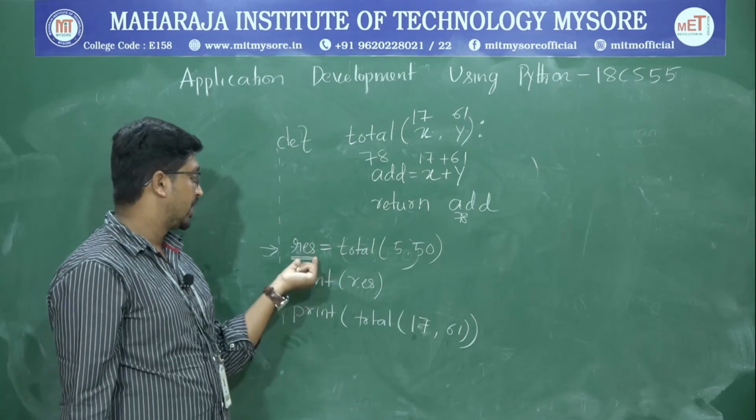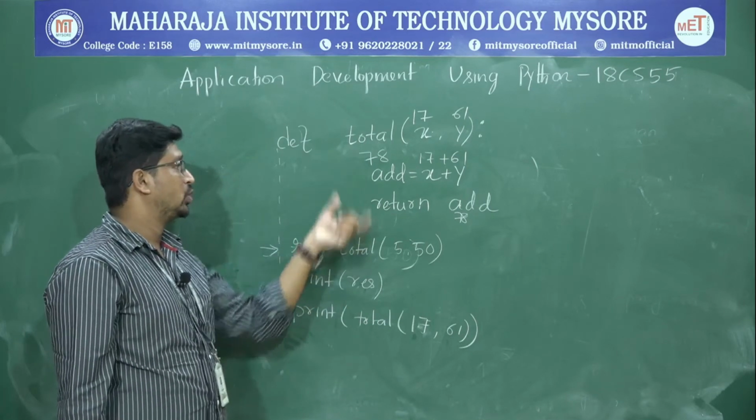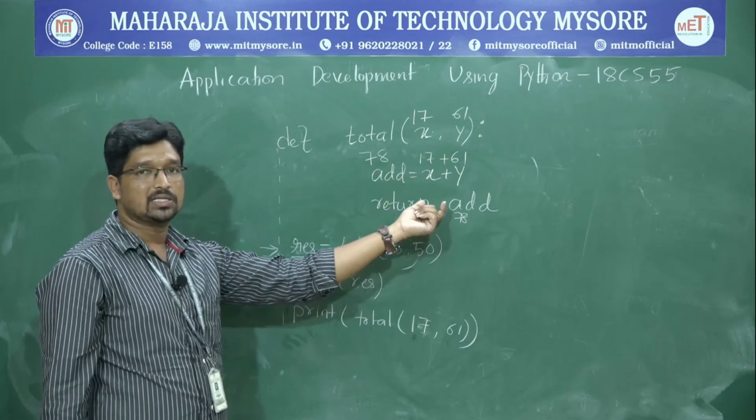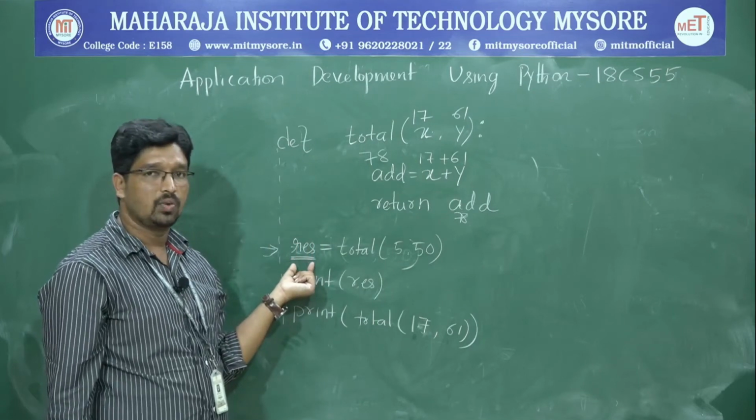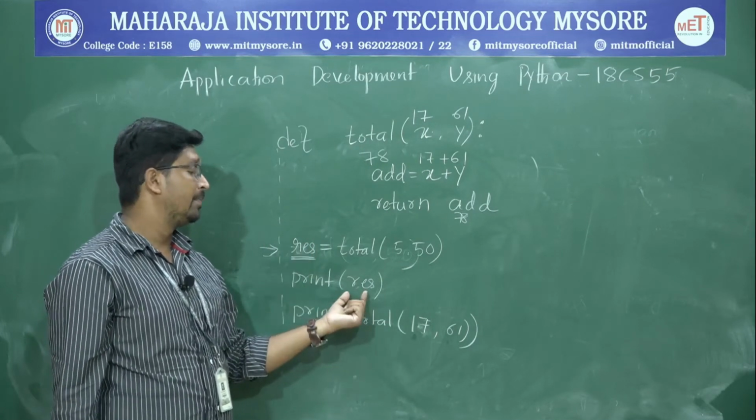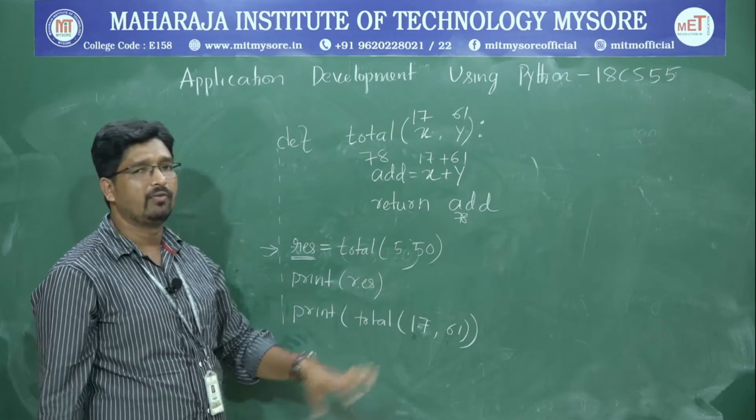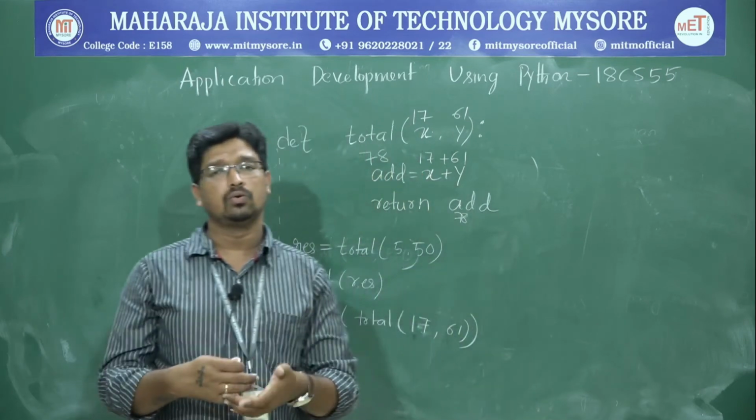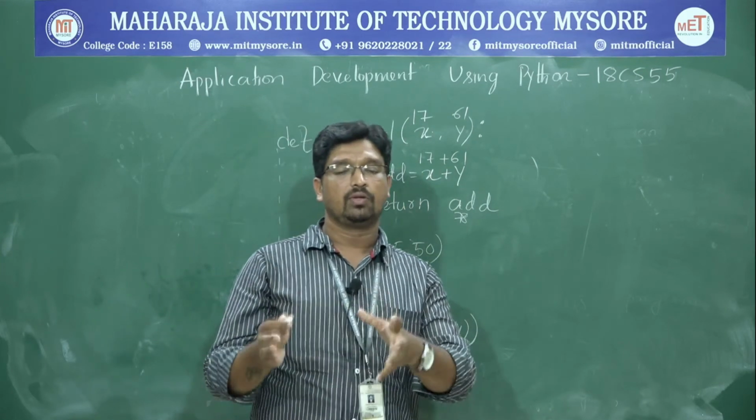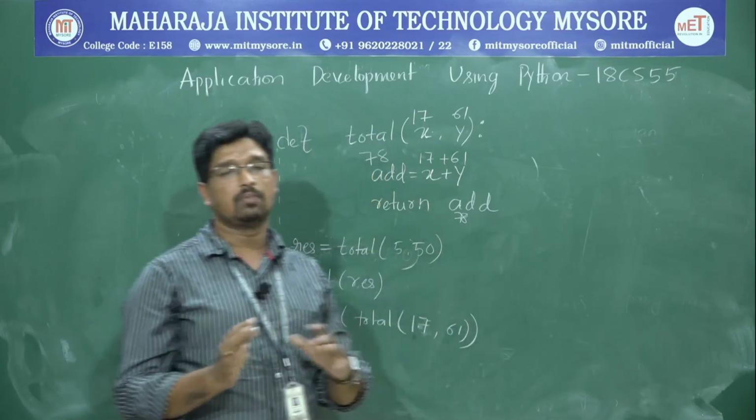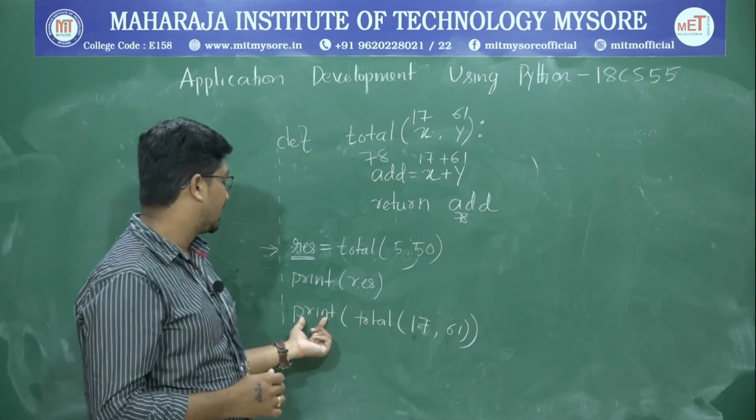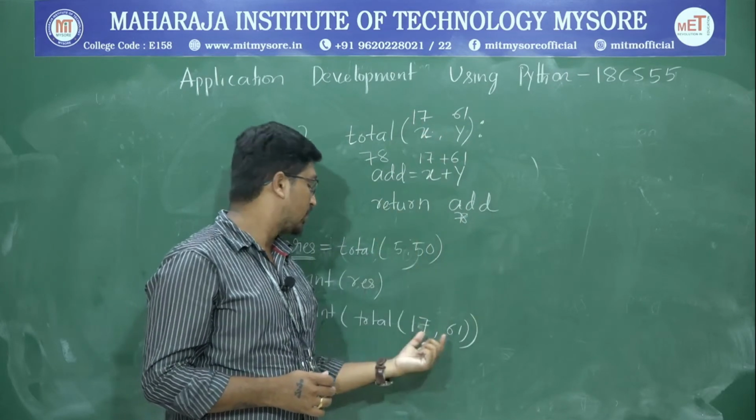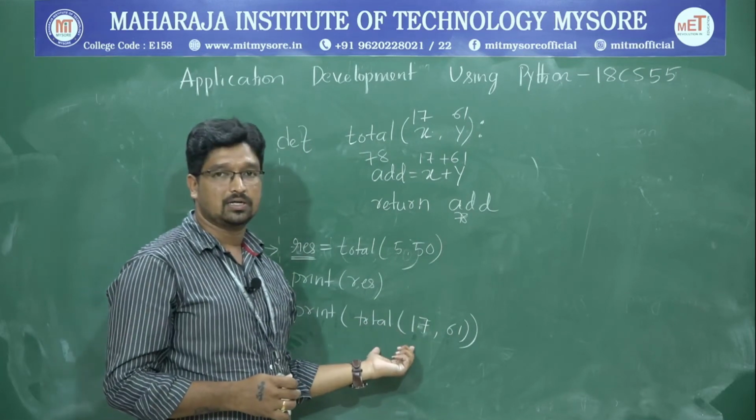So I will repeat once again. I have a total function which takes two arguments. I am passing two arguments. Whenever the result comes back, it will be stored in the res variable. That is one way, and again I am printing res. The other way is very simplified. Whenever you write code, you should optimize your code, meaning you should be able to minimize the code with the same amount of results. So here I am saying print of total of 17 comma 61. It will go, it will add, it will come back to the print statement, and it will give the result.